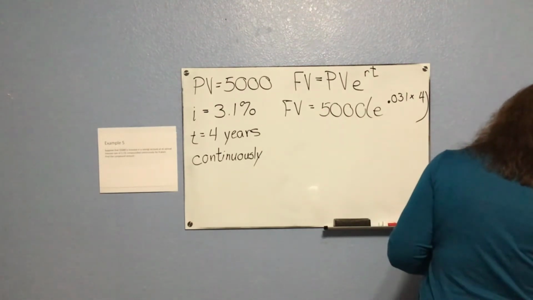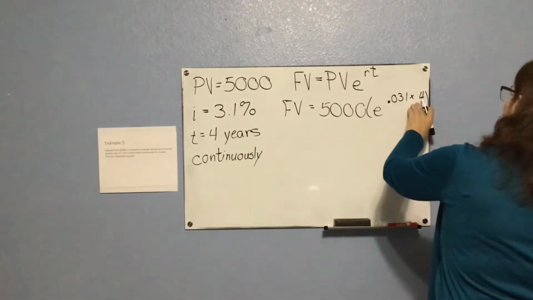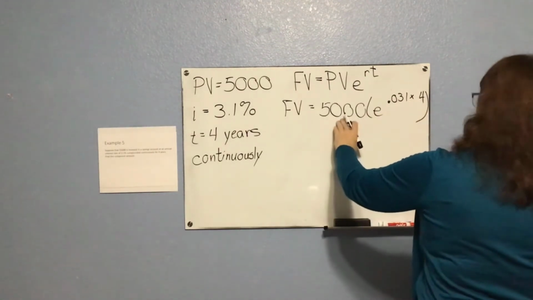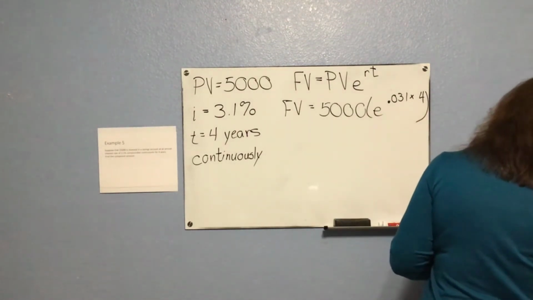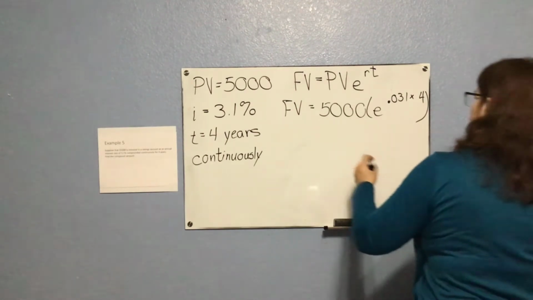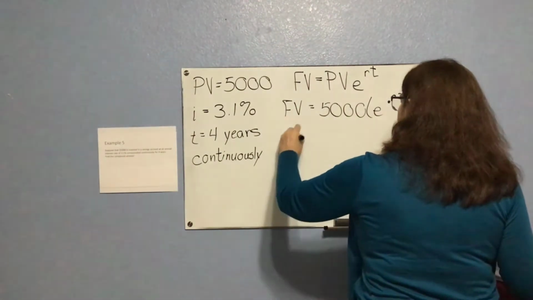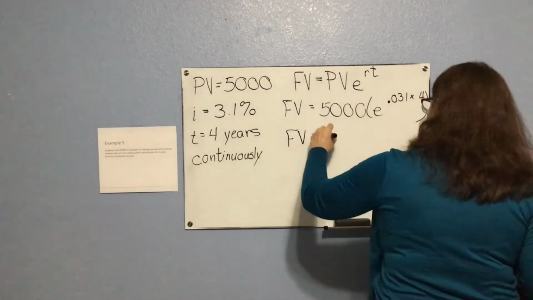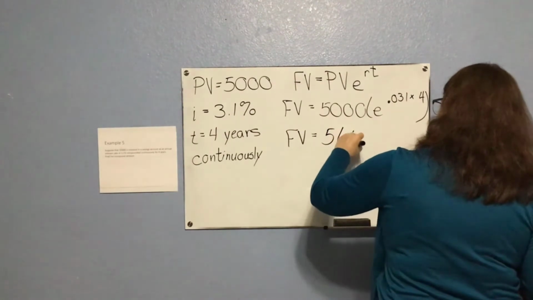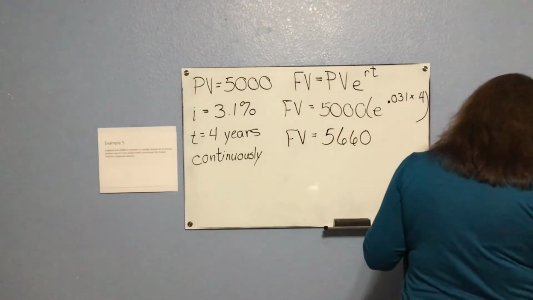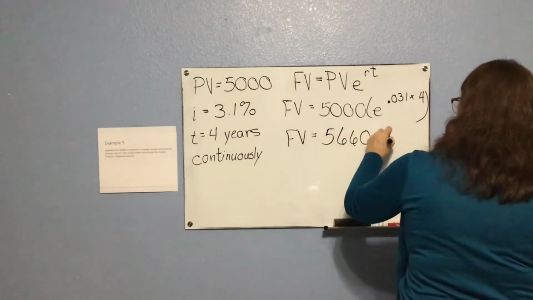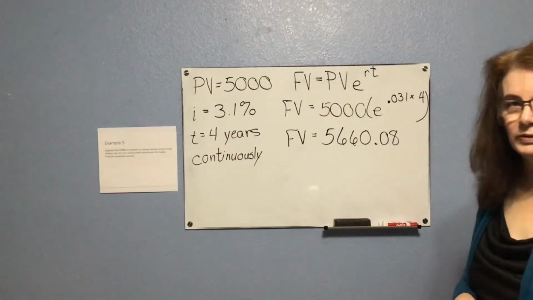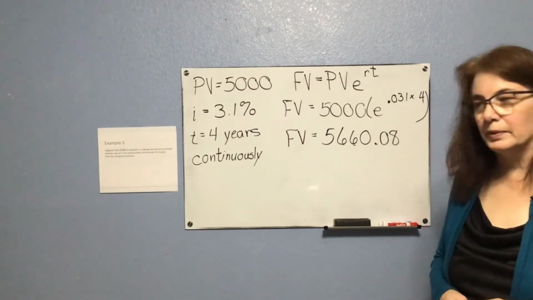And I would strongly recommend that you calculate this first, then find e to this power, and then multiply by the 5,000. And my end result is, after 4 years, I'd have $5,660.08. Pause your video now and work on checkpoint 4.